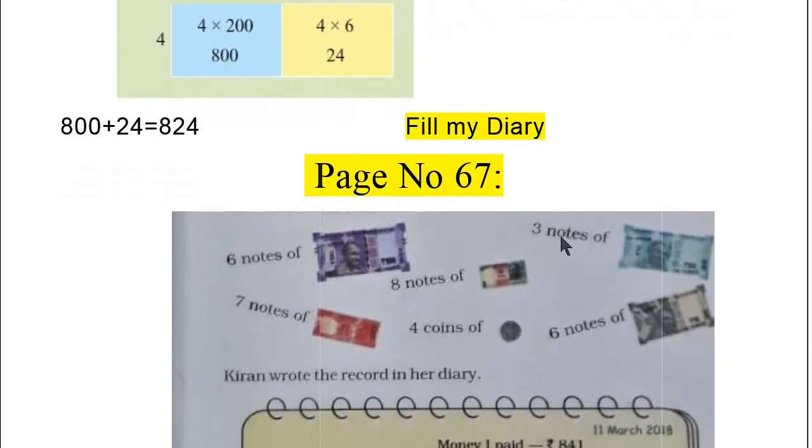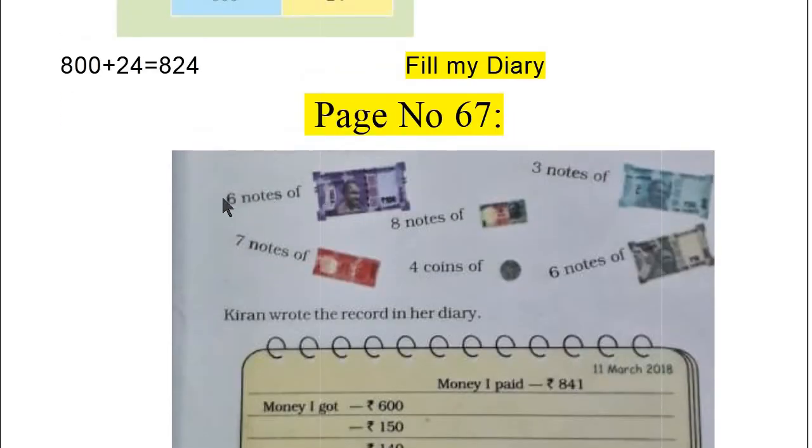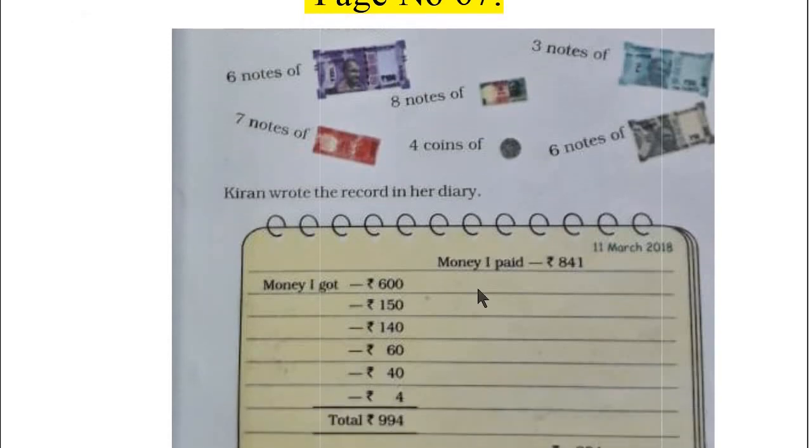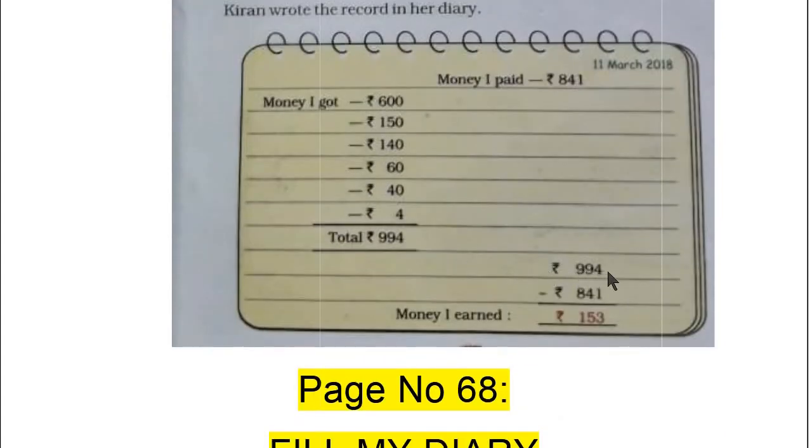Now here it is given, fill my diary, page number 67. Here 6 notes of 100, 600, 3 notes of 50, then 150, 7 notes of 20, then 140. Afterward 6 notes of 10, then 60 rupees. 8 notes of 5, then 40 rupees. And 1 coin of 4 rupees, then 4 rupees. Then we get 994 rupees. And money paid 841. 994 minus 841, then money earned 153.